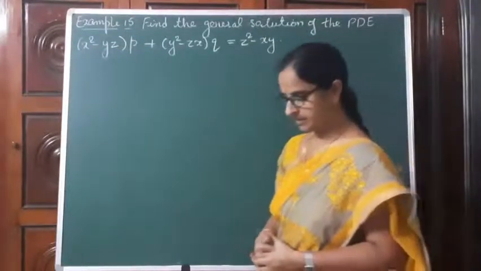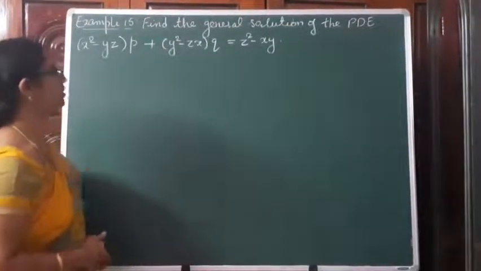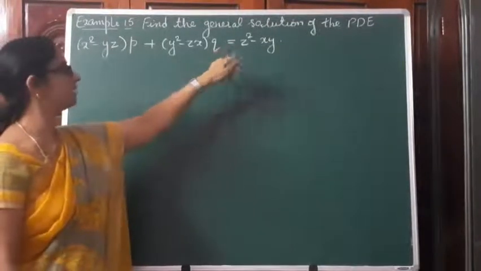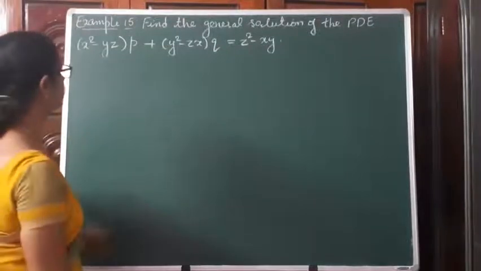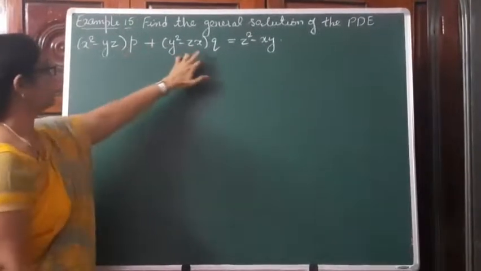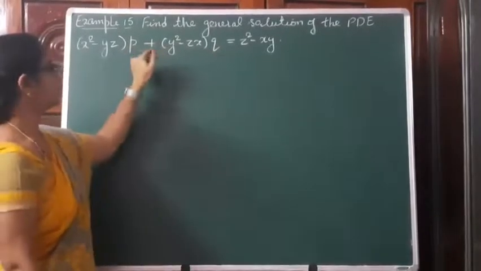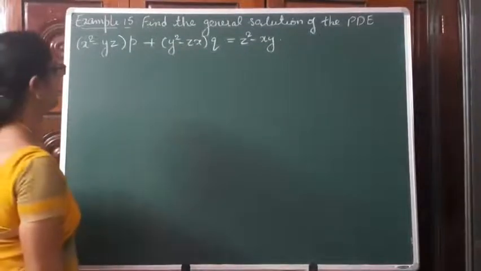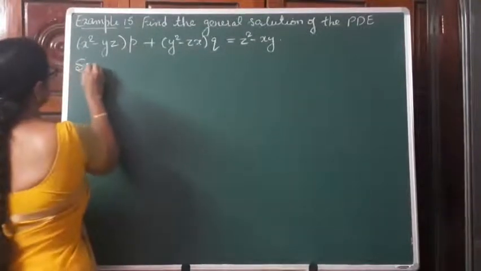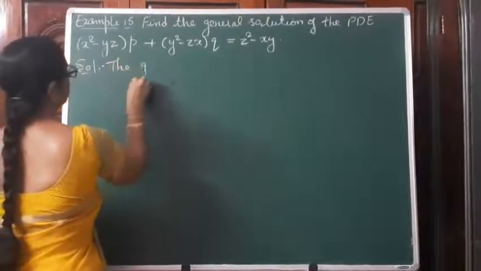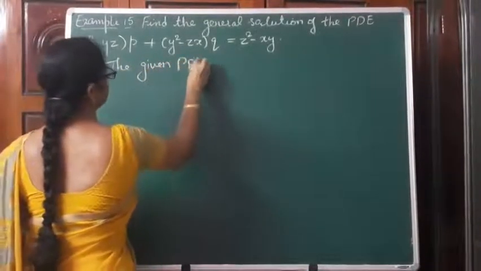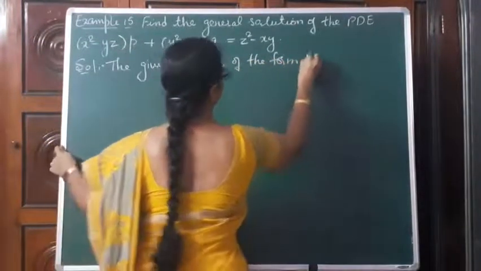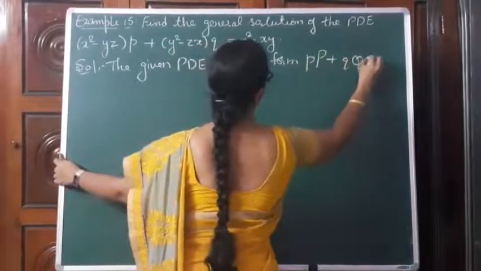Now we see another example in which we are asked to find the general solution of the partial differential equation x square minus yz into p plus y square minus zx into q is equal to z square minus xy. This is a first order linear differential equation because the degree of p and q is 1 and it is in Lagrange's form of PDE. So the given PDE is of the form P into p plus Q into q is equal to R.